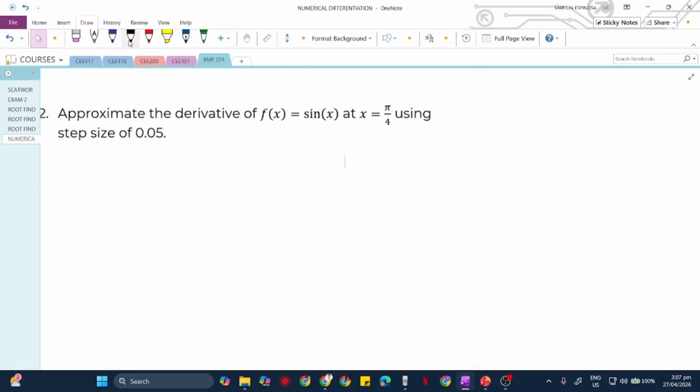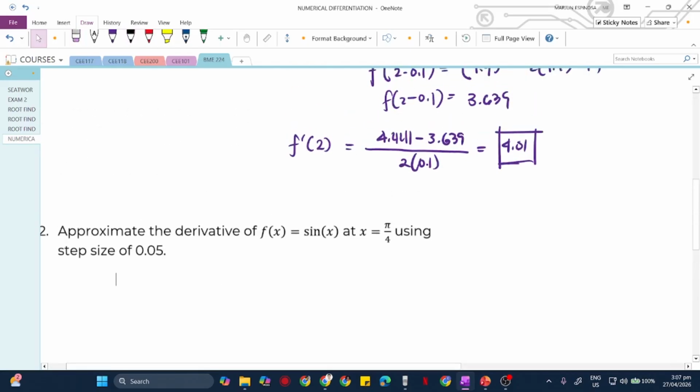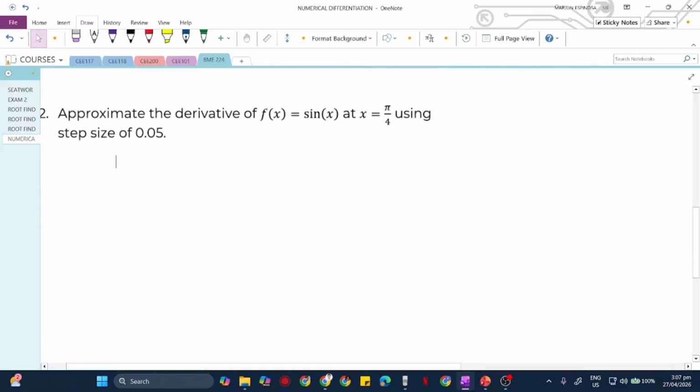Okay, sige. Let's try another one, no? Approximate the derivative of f of x equivalent to sine of x at x equivalent to pi over 4 using step size of 0.05. So, the smaller your step size is, the more accurate your approximation of your derivative. Okay? Okay, so sige.